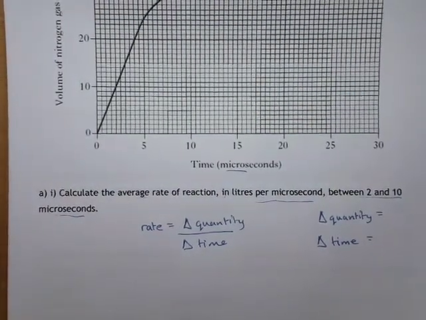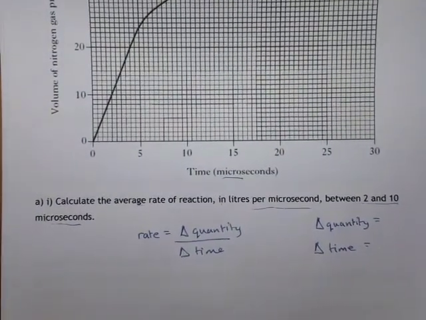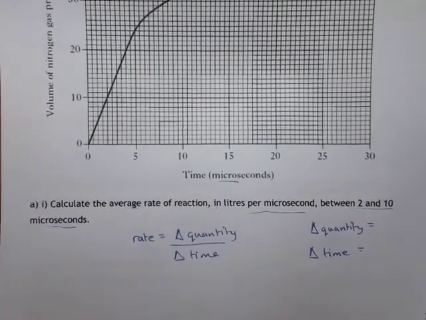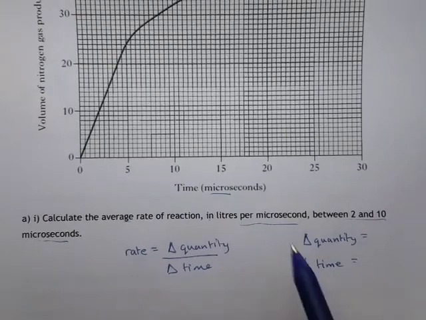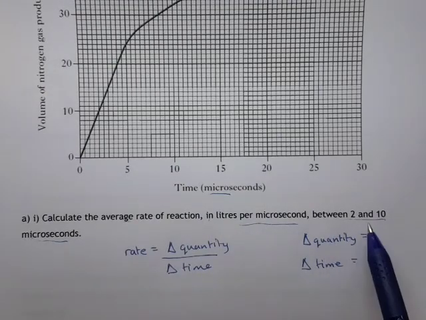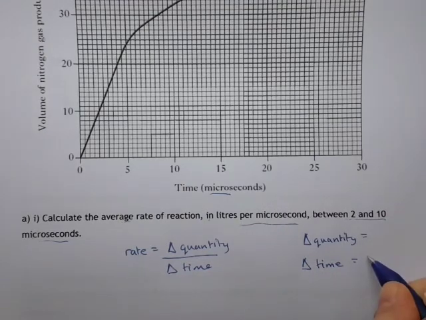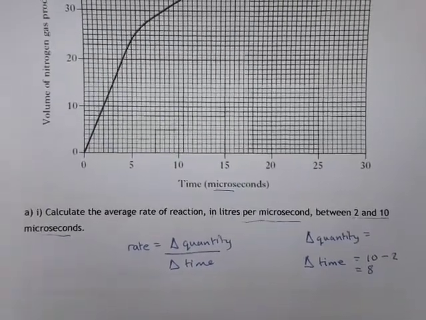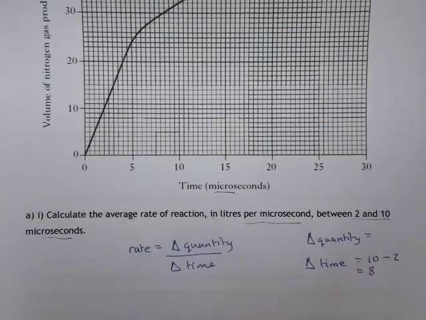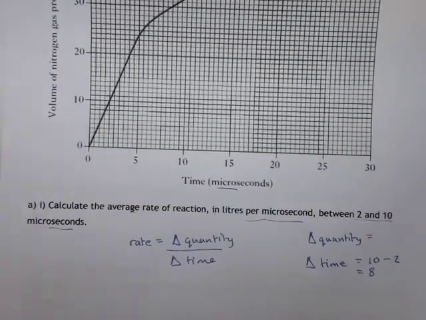Now, there are different ways to lay your working out for this. I prefer to work them out and then substitute them in, but you can substitute them in directly. So in this one, probably the first thing to think about would be the change in time. So we're going from 2 to 10 microseconds. So the change in time between 2 and 10 would be 10 take away 2, which would be 8. So our change in time is 8 microseconds. Now, change in quantity though is something that we're going to have to work out from the graph.